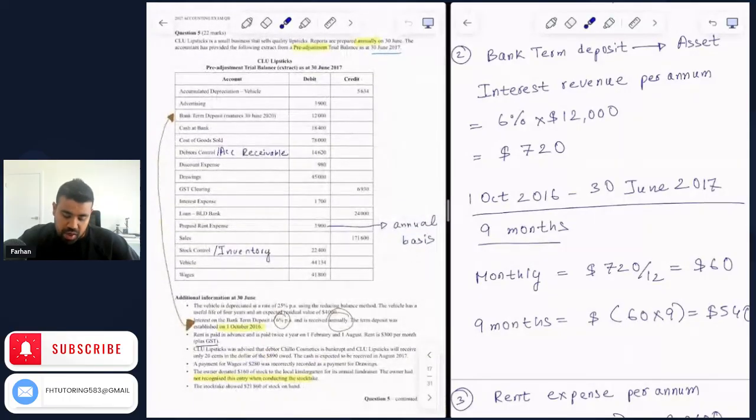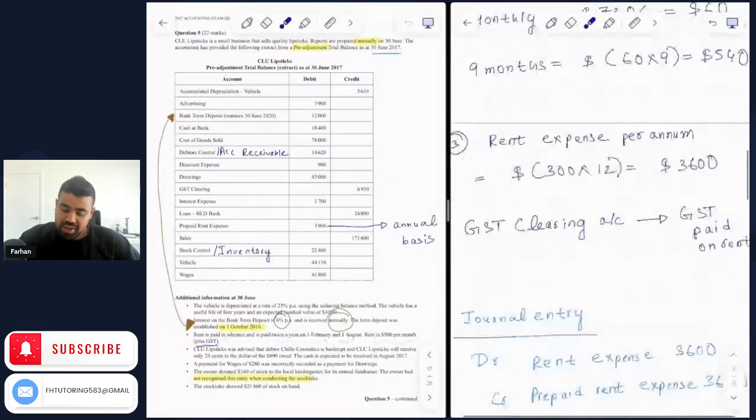Rent is paid in advance and is paid twice a year on 1 February and 1 August. Rent is $300 per month plus GST. Okay, so if we are given the rent on a monthly basis, which is $300, and given that we know for sure that the business prepares reports on an annual basis, how much is the total rent expense in a year? The total rent expense in a year is simply $300 on a monthly basis multiplied by 12 months, which gives us $3,600.